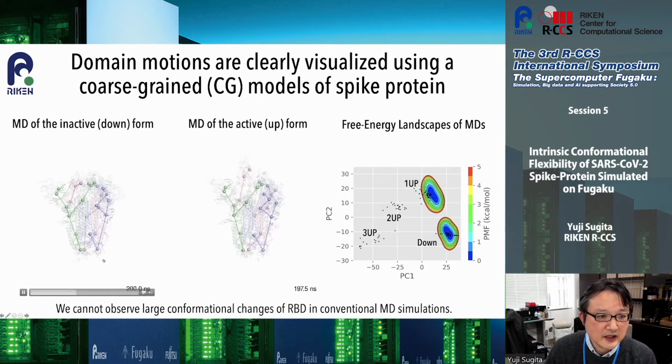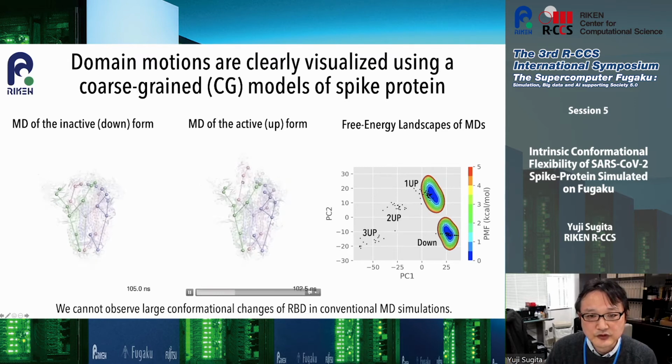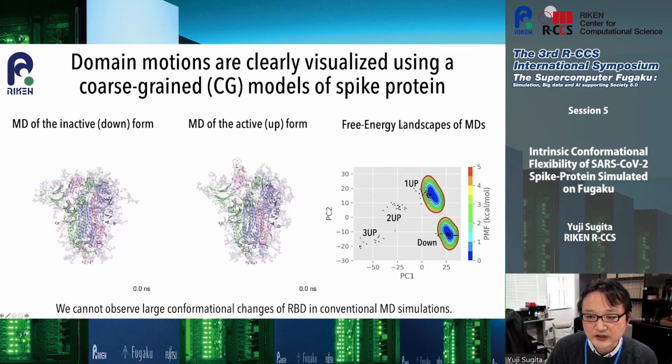You can see the ribbon model of the protein, as well as these beads representing the center of mass of domains. However, you can see that the left movie, starting from the down structure, stays in the down conformation. And the up structure, if we start the MD simulation from the active up form, also stays in the active form. If we plot the free energy landscape of this simulation, you can see clearly these two distributions are separated.